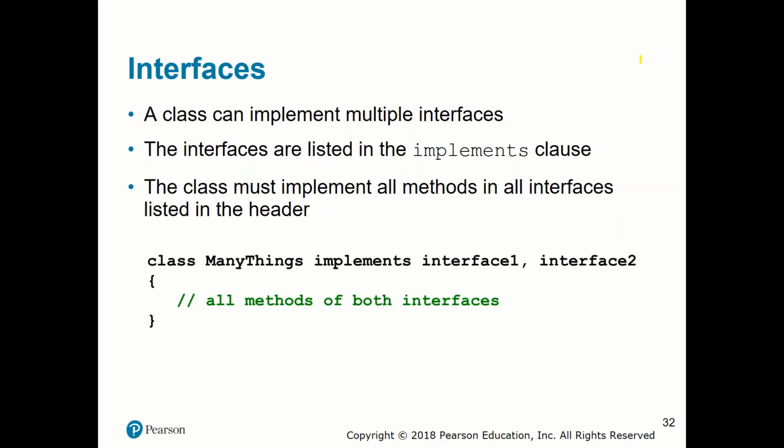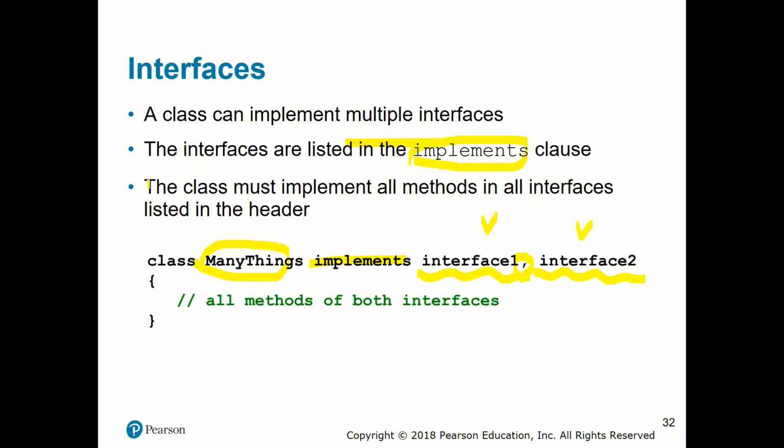I told you before that in Java, multiple inheritance is not allowed. It means that any class can only inherit just 1 parent class. However, a class can inherit multiple interfaces. So here, a class can implement multiple interfaces. The interfaces are listed in the implements clause. So you can write like this: class, the class name, implements, and the interface names. Using a comma, you can list interfaces like this. Then this class inherits from both of these interfaces.